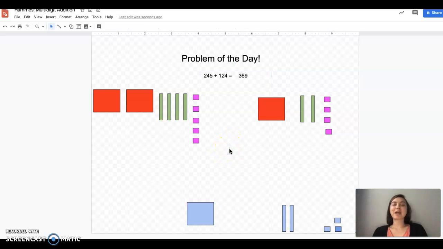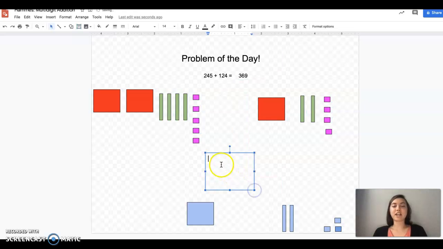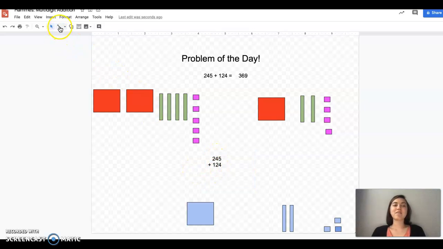Now, sometimes you might recognize that addition problems with multi-digit, very large numbers are written vertically. 245 plus 124, and you'll probably see them lined up very nicely. So I'll make sure that my columns are lined up, my ones, my tens, my hundreds. And then there's normally a line beneath it. Okay. And we are ready to solve.